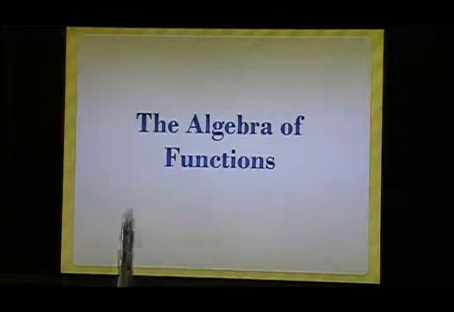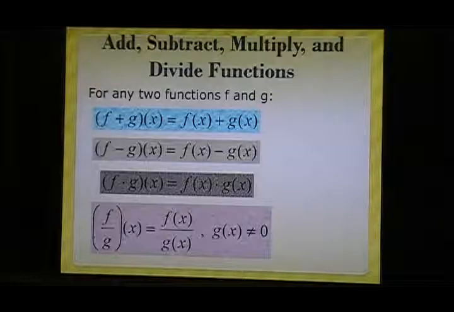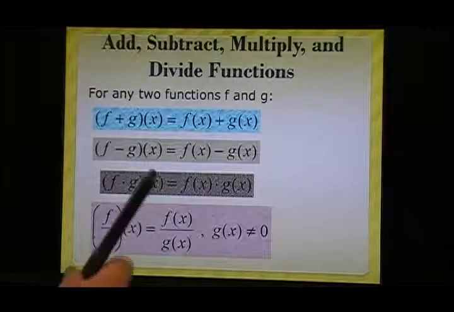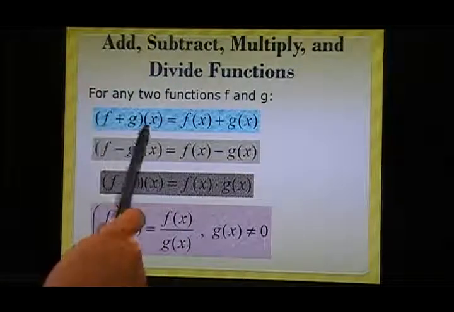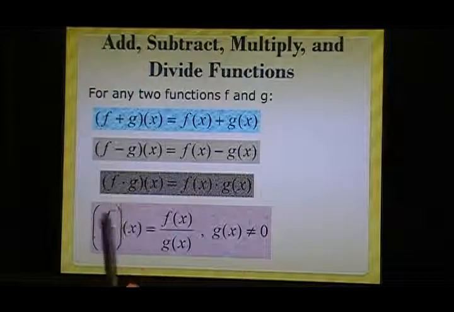When talking about the algebra of functions, we're going to be looking at adding, subtracting, multiplying, dividing, and then in the next video I'll actually start talking about composition. So when we're talking about the algebra of functions, we are talking about the sum function, the difference, the product, the quotient.